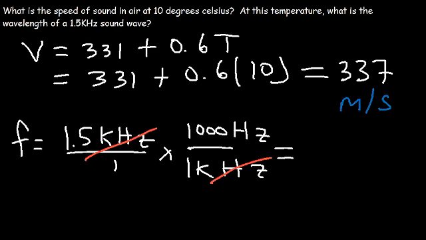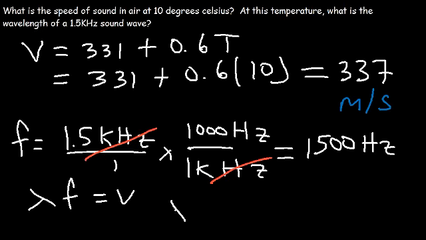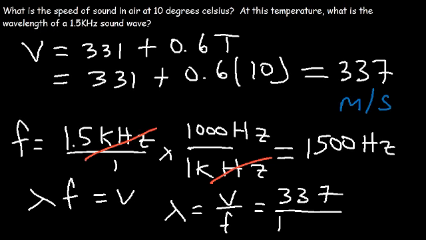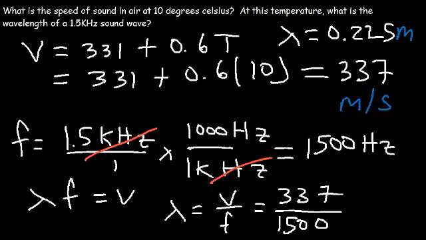So we have a frequency of 1,500 hertz. Now, using the equation wavelength times frequency is equal to speed, the wavelength is going to be the speed divided by the frequency. So it's 337 divided by 1,500, and that's equal to 0.225 meters. So that's the wavelength, which is about 22.5 centimeters.